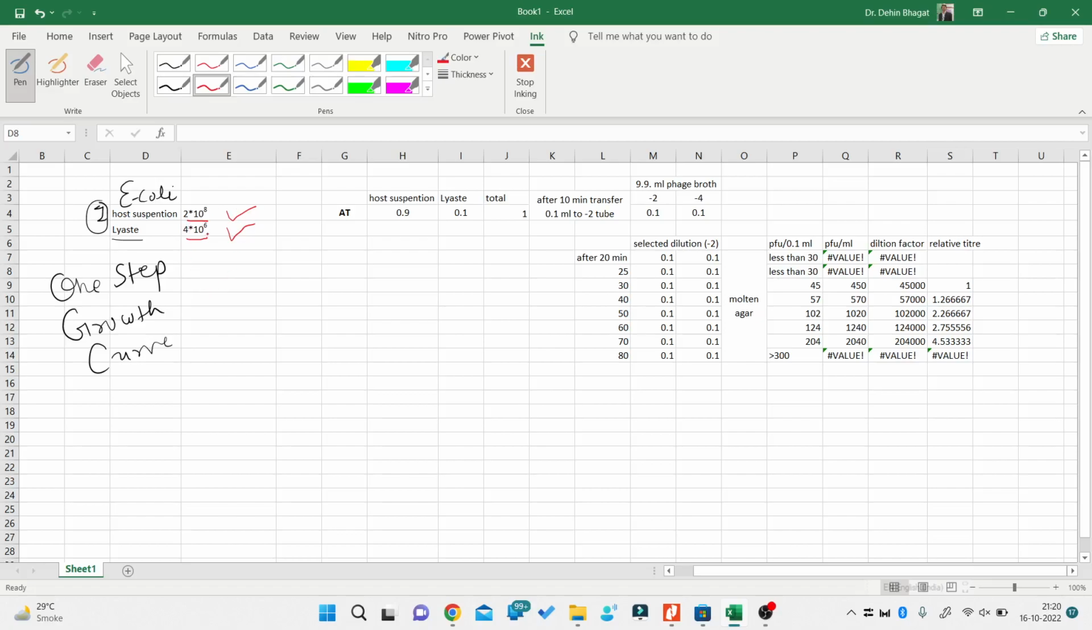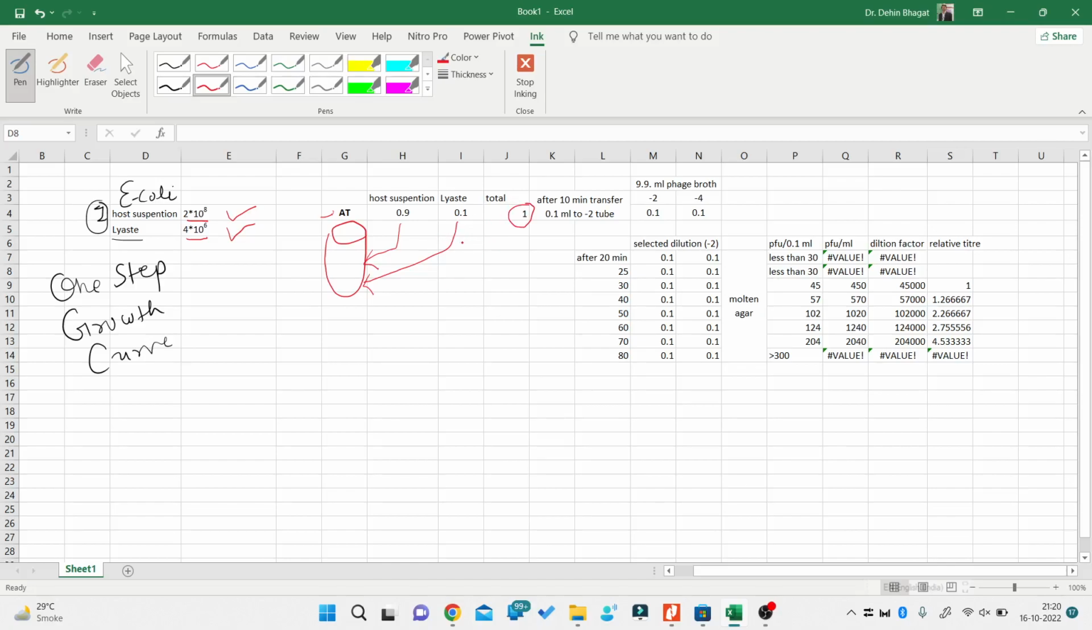So how to begin this practical? In the first step, you have to prepare the two suspensions, one for the E. coli and one for the lysate. After that, you select one tube and label it AT. AT means the adsorption tube, right? In the adsorption tube, you add 0.9 ml of your E. coli host suspension and 0.1 ml of lysate, so exactly 1 ml total volume.